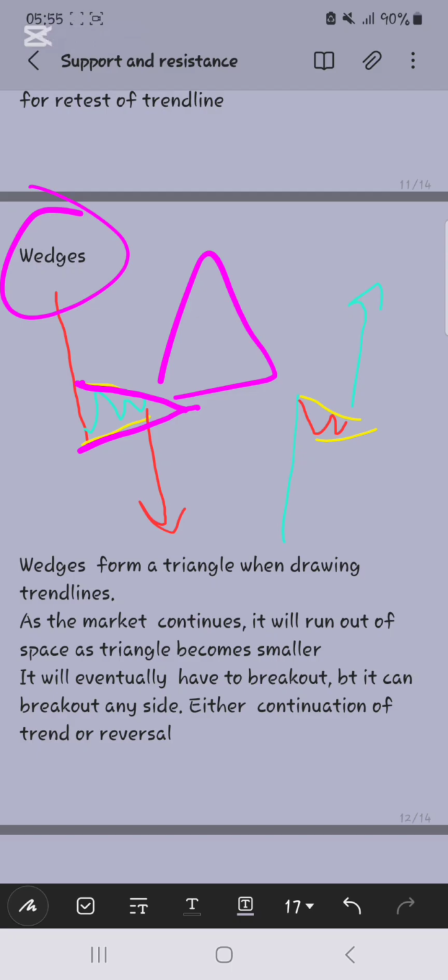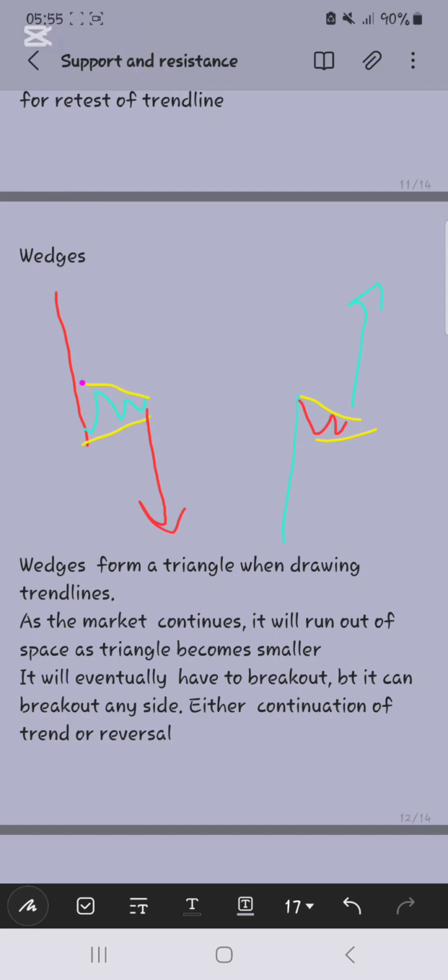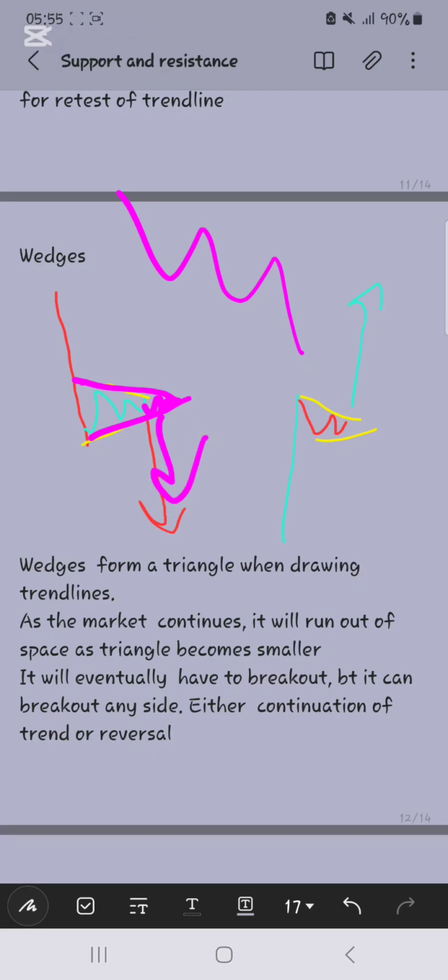So of course over here we're going to have a breakout at some point. As you can see, the market cannot continue to move inside this structure because it runs out of space. It cannot keep on bouncing over here, so it will eventually have to break out. If you are in a strong trend, of course it will continue trending downwards. Rarely, sometimes it can make a reversal, but usually what it does is this.